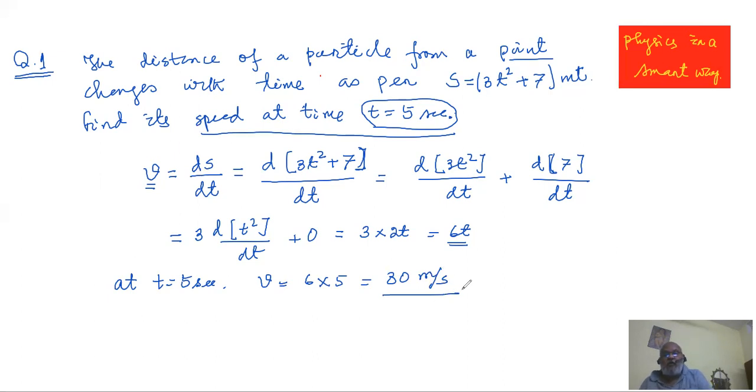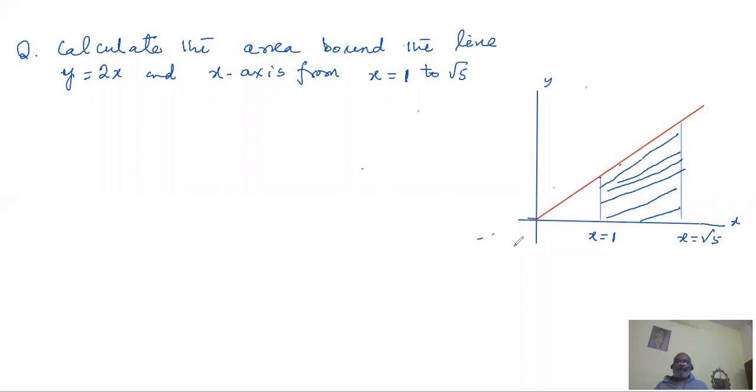Okay, we go to the second question, and the second question involves integration. We take question number 2, and that involves integration. It says calculate the area bound by the line y equal to 2x, x-axis, from x equal to 1 to x equal to root 5.